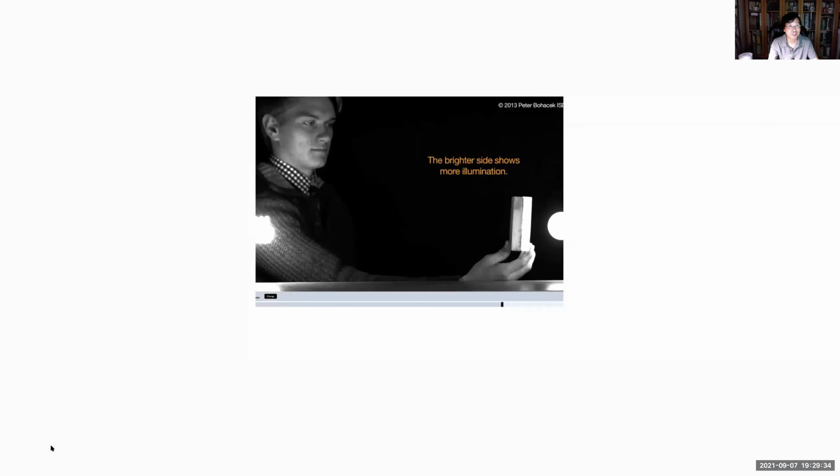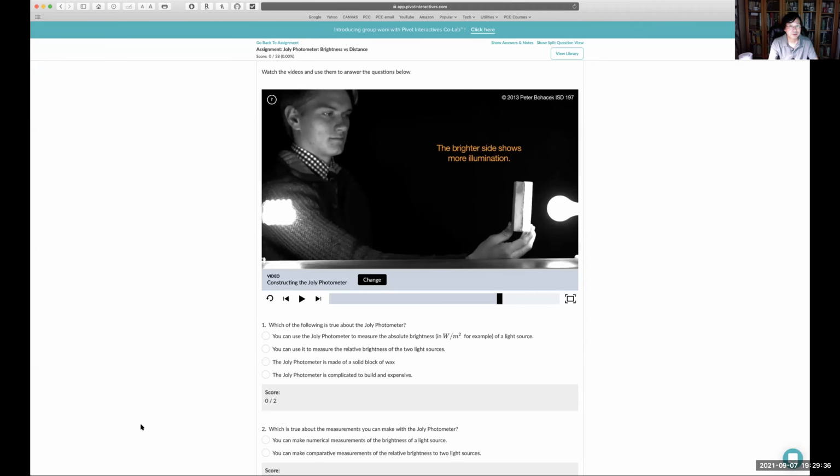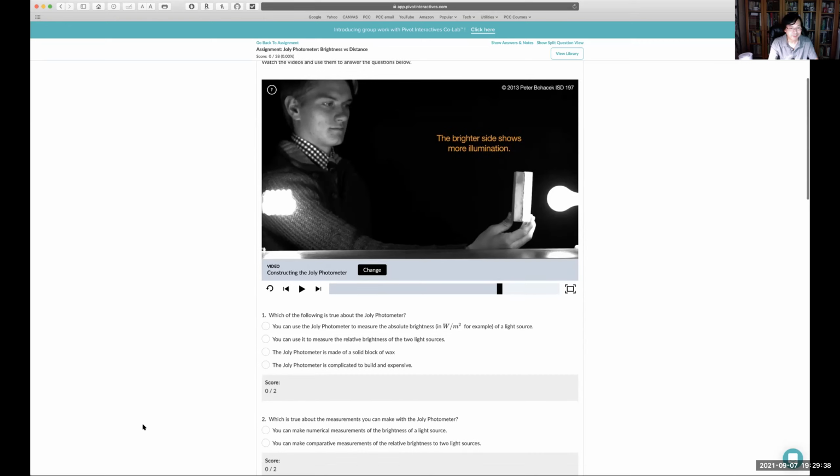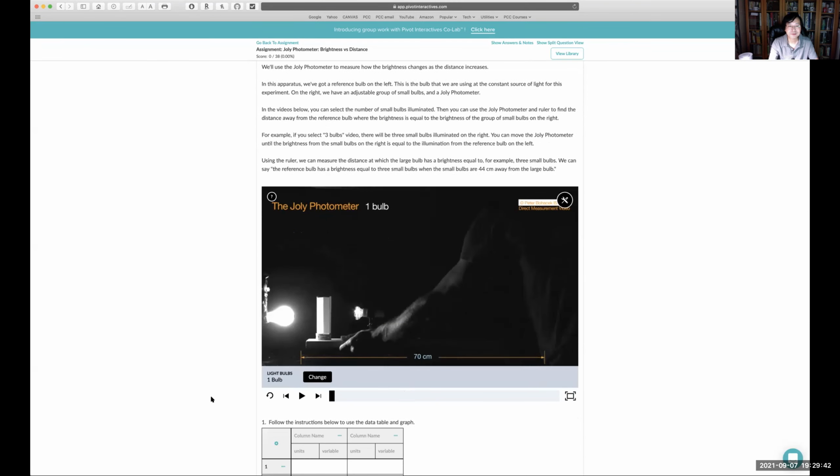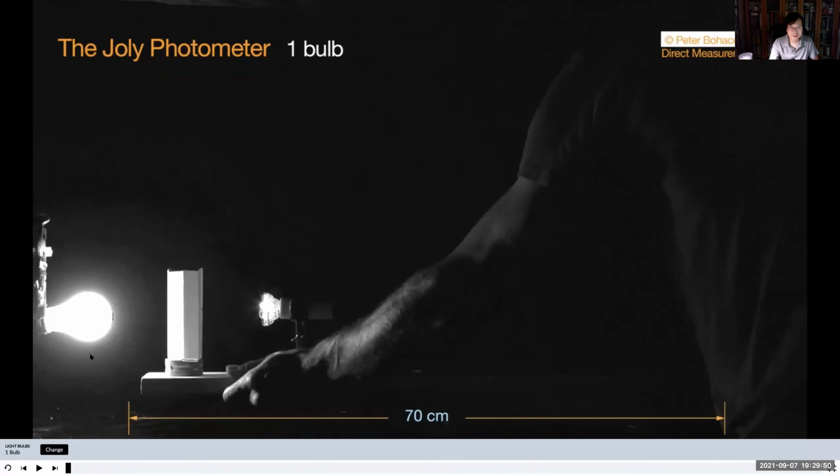But how does he use that to measure the brightness, the intensity of a point source? That's in the second video. So look at the second video, okay? In the second video, there are two light sources. This one is a reference. The one on the left is the reference. It doesn't change. There's only one light bulb of the same brightness, I mean, the same power all the time. But the one on the right is variable.